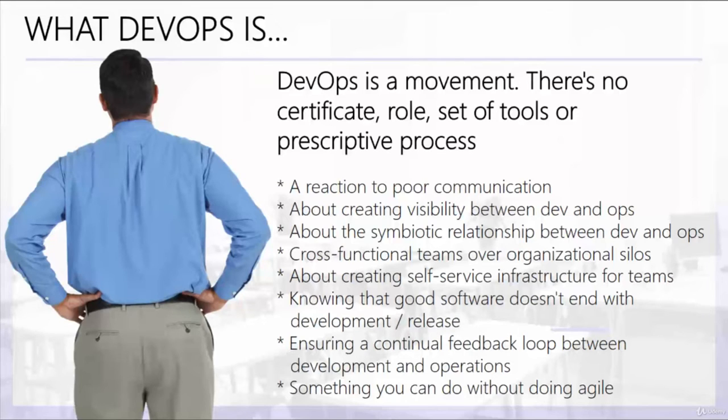Because you need to revise or create revisions of the software, maybe add new aspects to that particular enterprise software. And also ensuring a continual feedback loop. And that's really what made DevOps come about: it provides a continuous feedback loop between development and operations. And of course, lastly, something you can do without doing agile development. And we talked about waterfall and agile concepts.